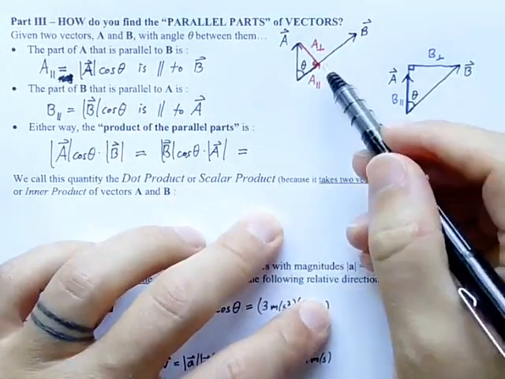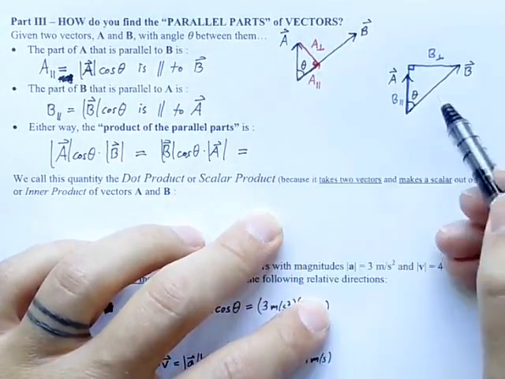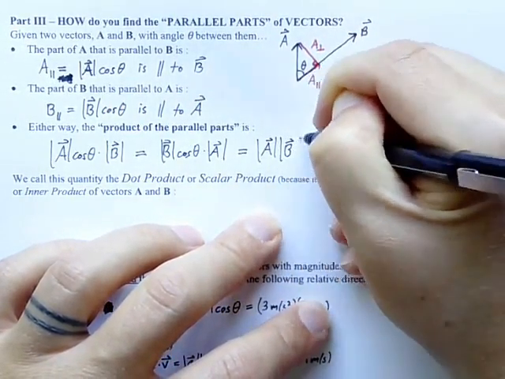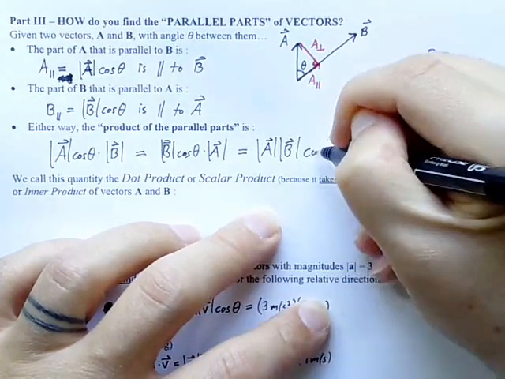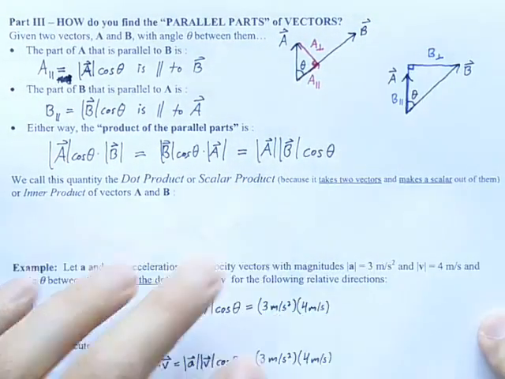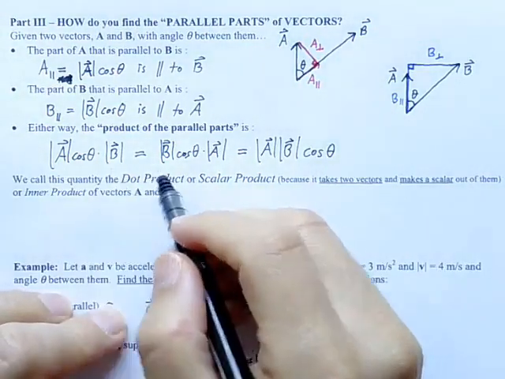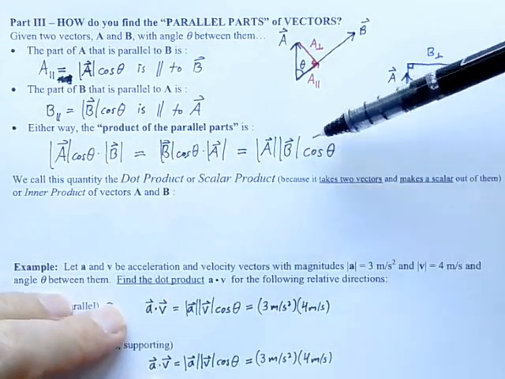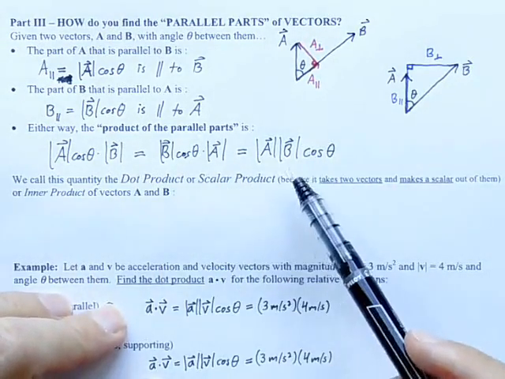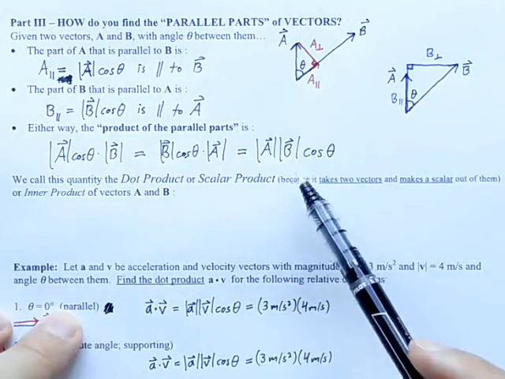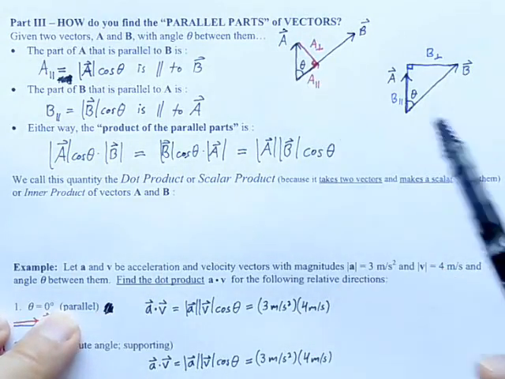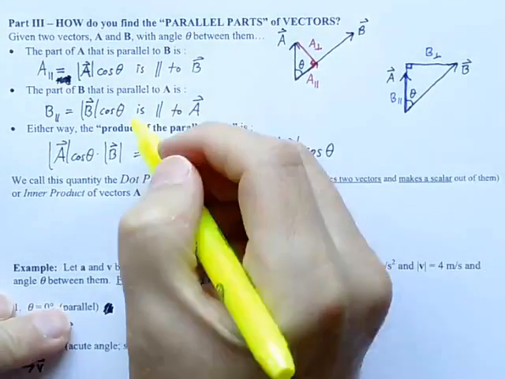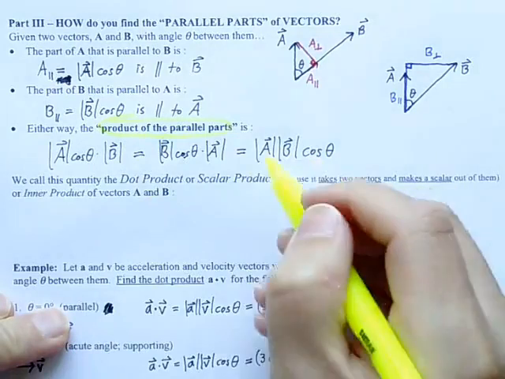We can break A into components, or we can break B into components. Either way, we see that the product of the parallel parts of the two vectors is given by the product of their magnitudes times the cosine of the angle between them, since A cos theta B equals B cos theta A. So AB cos theta. This is the sort of thing we've been looking for: the product of the parallel parts of two vectors, a number that characterizes how strongly those two vectors are reinforcing each other.